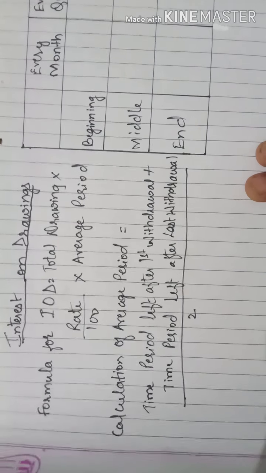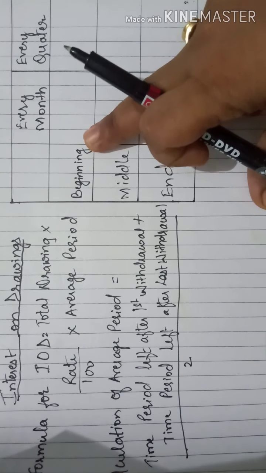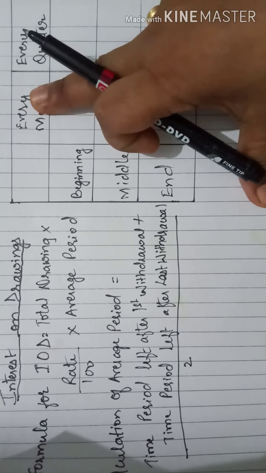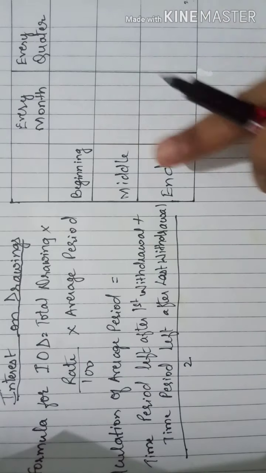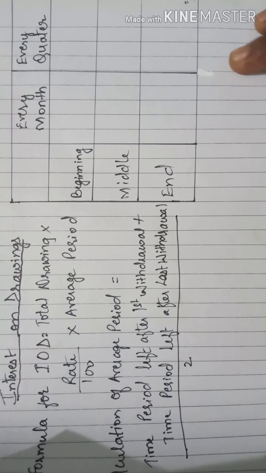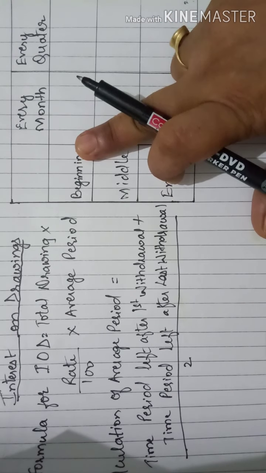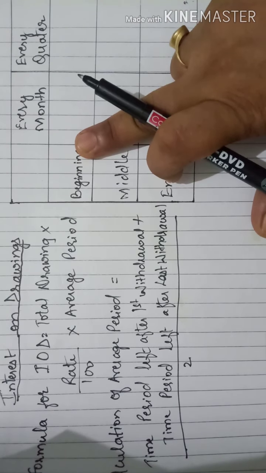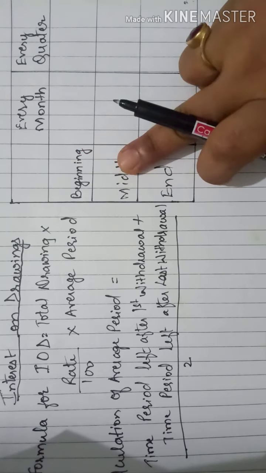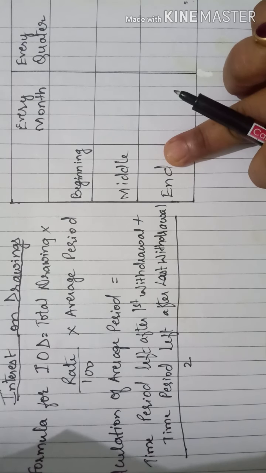Now there are 3 criteria. If your drawing is at the beginning, that means on the first day of every month, middle of every month, or end of every month. Listen to me very carefully. What are the conditions? First condition: every month you are withdrawing on the first date, that is 1st January, 1st February, so first of every month. Second condition is middle of every month. Third condition is end of every month.